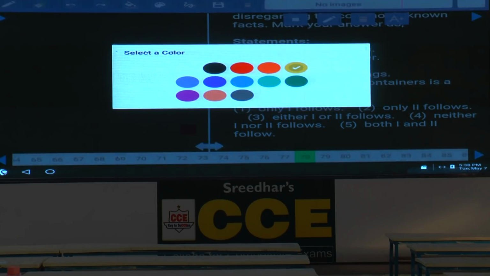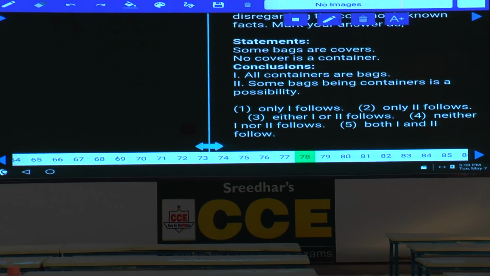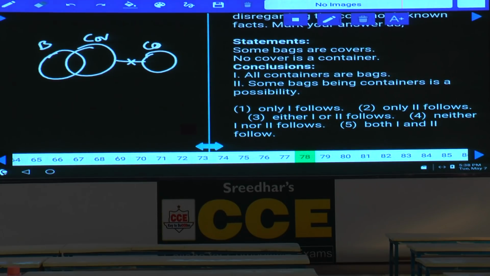Then question number 78. Now in this 78, some bags are covers, which can be written like this, bag and cover. No cover is a container. Now this is cover, and no cover is a container. First one, all containers are bags, that is false. And second, some bags being containers is a possibility. Some bags being containers can be written like this, and it is true. What is your answer? Only 2 follows, that is choice 2.